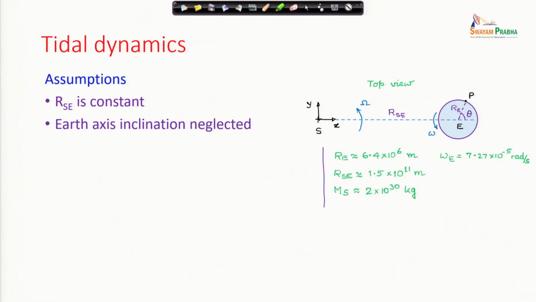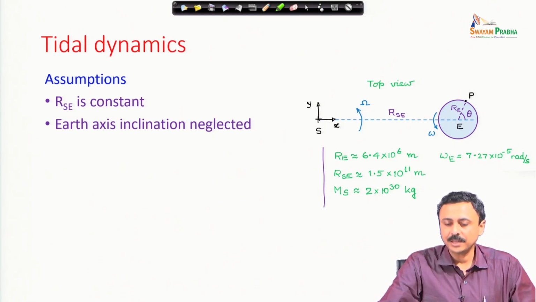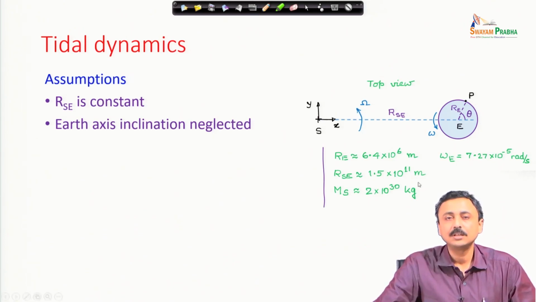Let us have some feeling of the numbers which are involved in this calculation, though we are not going to do any numerical calculation, but you must have some idea of what the numbers look like. The radius of the earth is roughly 6,400 kilometers, which translates to 6.4 × 10^6 meters. The sun-earth distance is 150 million kilometers, which is 1.5 × 10^11 meters.